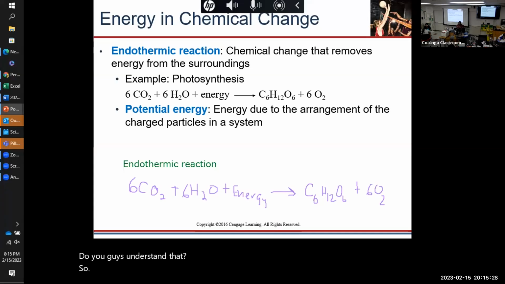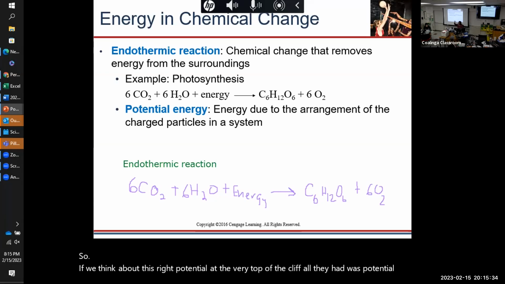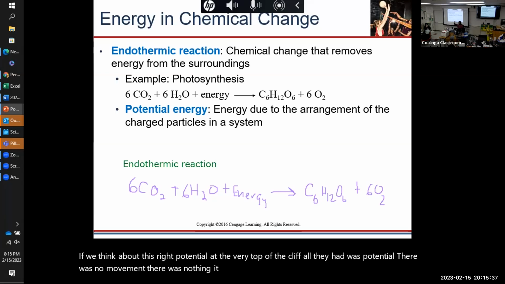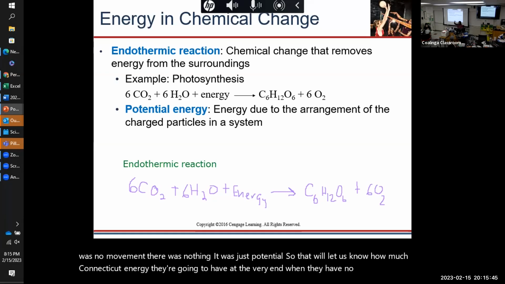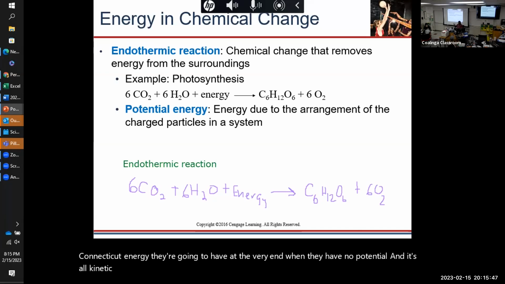So if we think about this, potential at the very top of the cliff, all they had was potential. There was no movement, there was nothing. It was just potential. So that will let us know how much kinetic energy they're going to have at the very end, when they have no potential and it's all kinetic. Okay? So what's happening to that energy as they jump off that cliff?